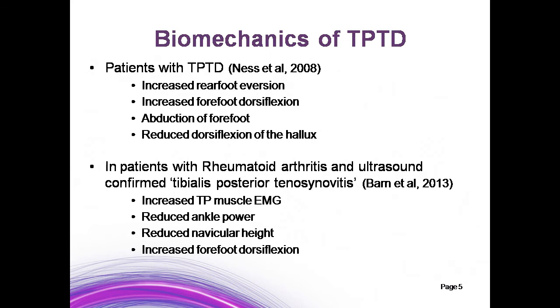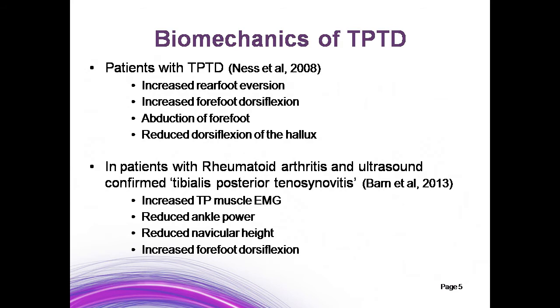In the first study by Ness, they compared patients with this condition to controls and found that those with tib post tendon dysfunction did demonstrate increased rear foot eversion, increased forefoot dorsiflexion relative to the rear foot, which would suggest that if the forefoot is dorsiflexing on the rear foot, the arch is also lowering. Forefoot is abducted, as we have previously mentioned, and there was reduction in dorsiflexion of the hallux.